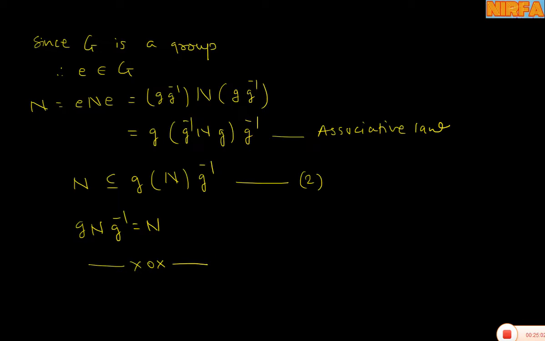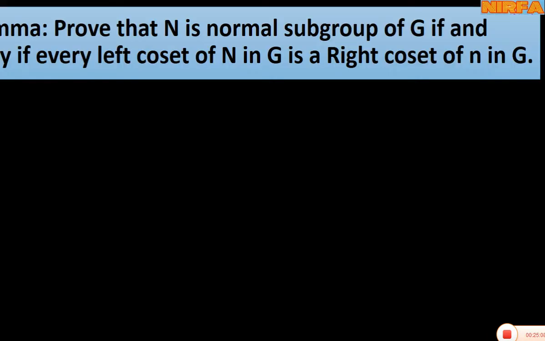Now we want to see another lemma, which is very important. Prove that N is a normal subgroup of G if and only if every left coset of N in G is also a right coset of N in G. Again, here N is not small, it is a subgroup, therefore it is capital N in G.